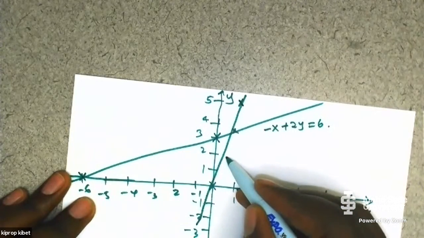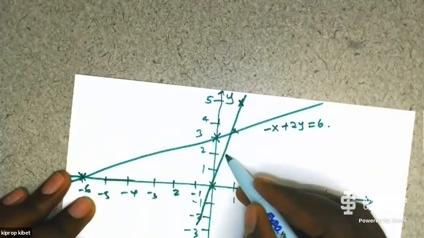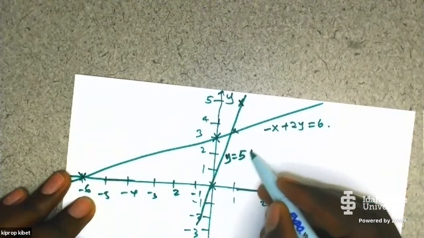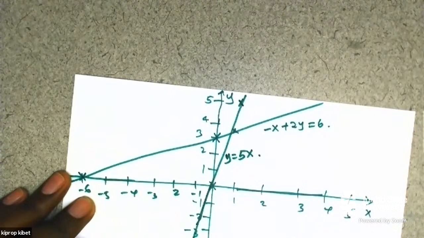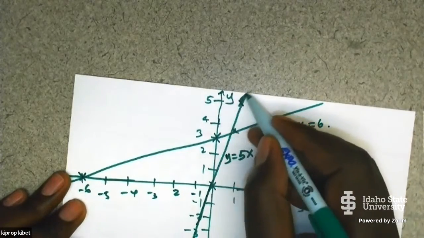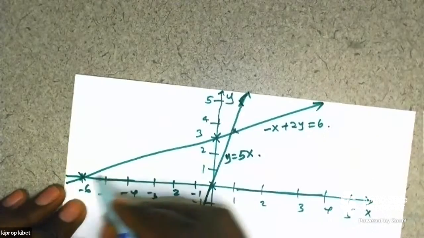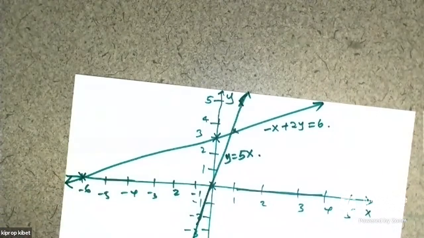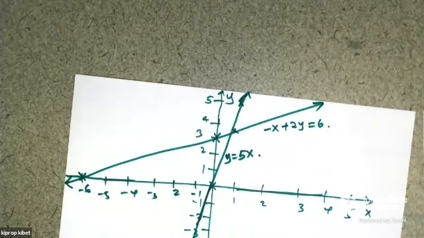And this is our graph y equals to 5x. So it is going in that direction, and also that. It's also going that way and that way. Are we together?